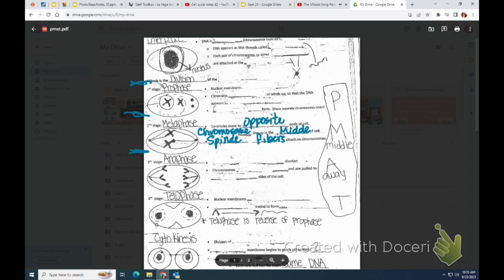Now remember, our anaphase, it looks just like how we do our hands with our hand signals, doesn't it? We've got those parts now pulling away from one another. So we are now here on anaphase. Spindle fibers shorten. Chromosomes separate and are pulled to opposite ends of the cell. So again, with our hands, we've had prophase, we've had metaphase, and now we're on anaphase. So we're on the A of PMAT.